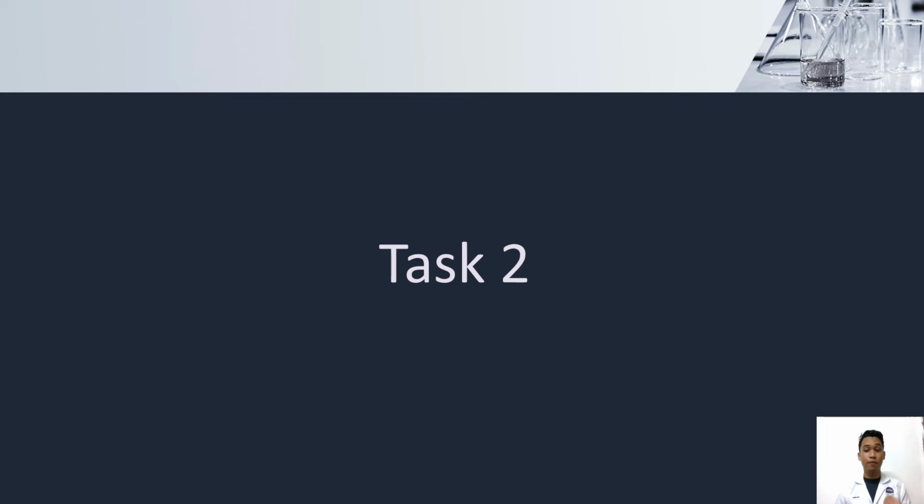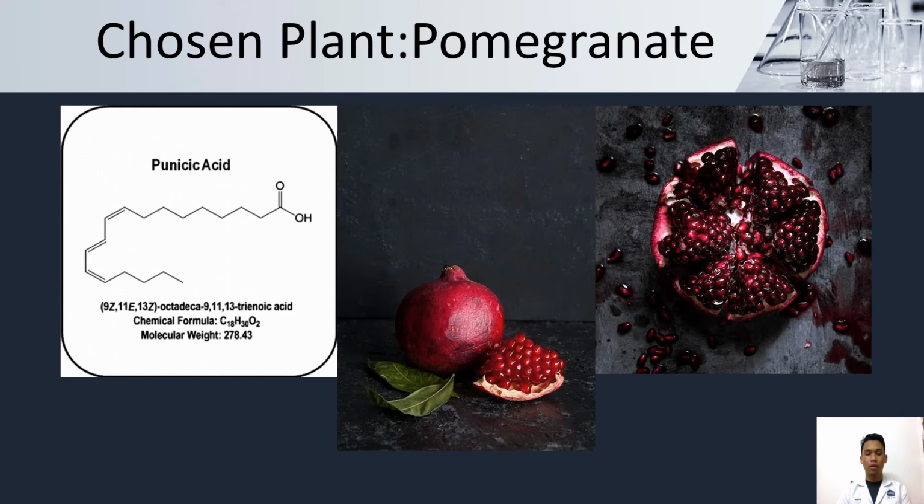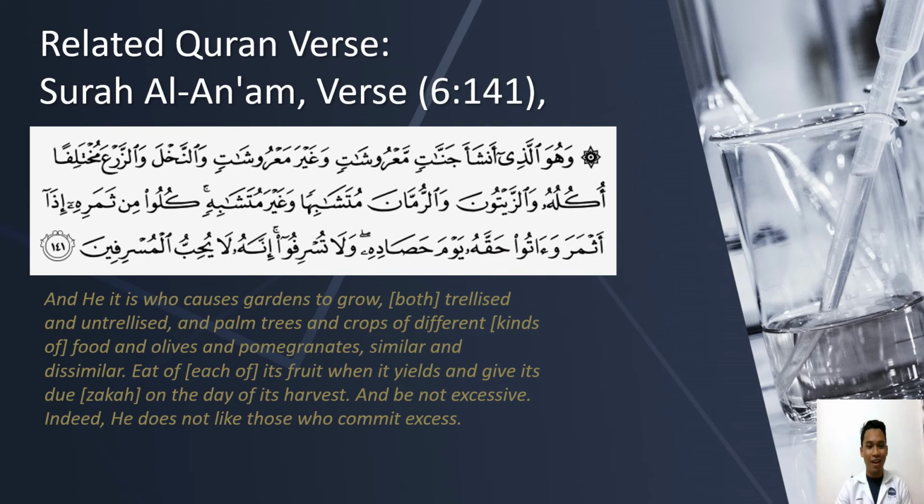So let's continue with task 2, which is on natural components. The plant that we chose is pomegranate. And the ayat Quran related to the pomegranate is from Surah Al-An'am, verse 141.